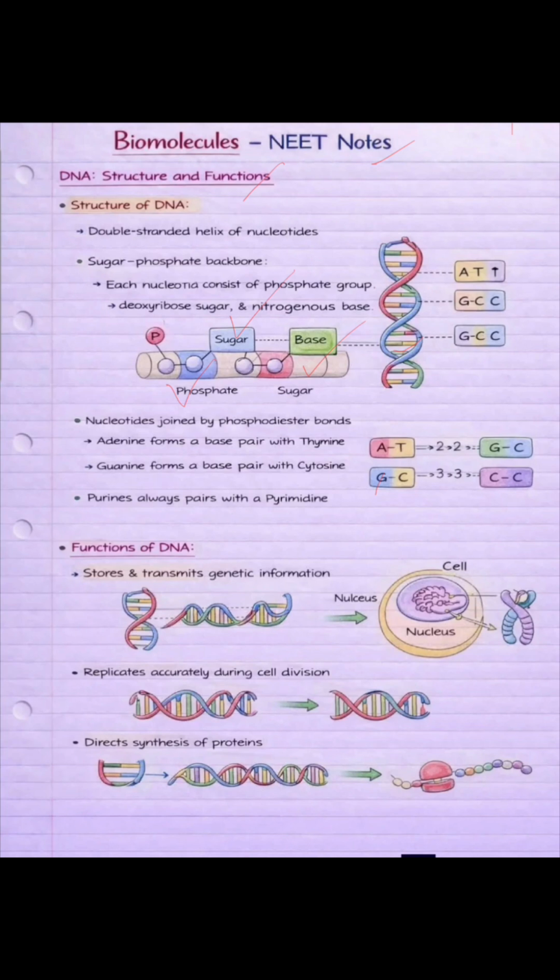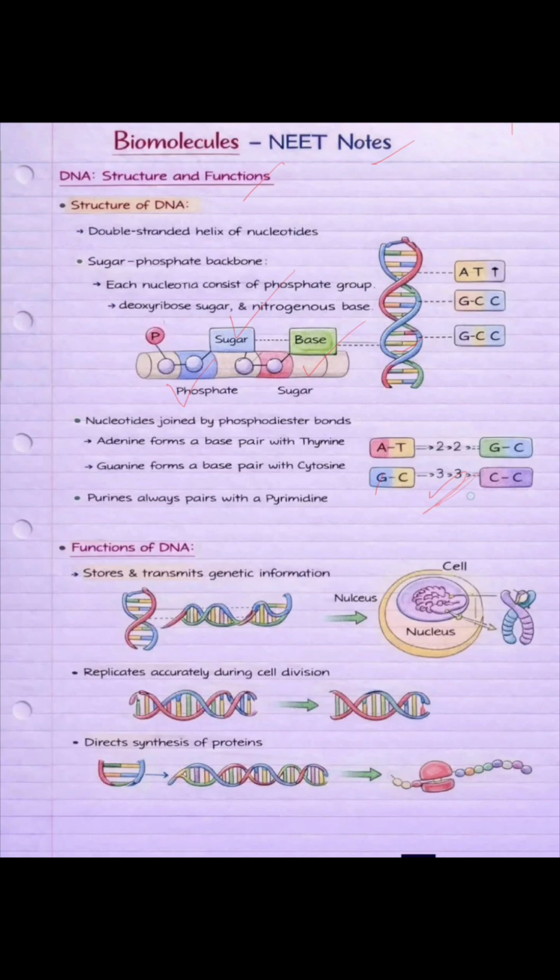that is the complementary base pairing rule. Adenine always pairs with thymine. This pair is connected by two hydrogen bonds. Guanine always pairs with cytosine. This pair is connected by three hydrogen bonds.